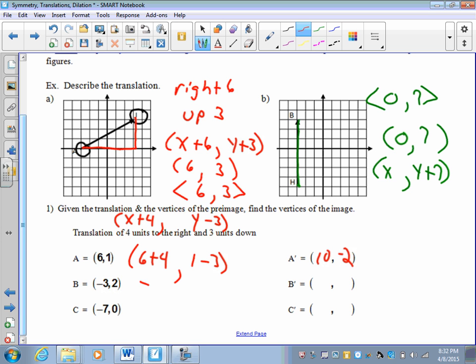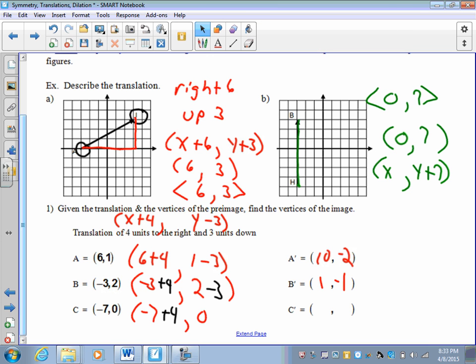Okay, so negative 3 plus 4 and 2 minus 3. So we have (1, -1). And (-7, 0), so negative 7 plus 4 and 0 minus 3 will give me (-3, -3).